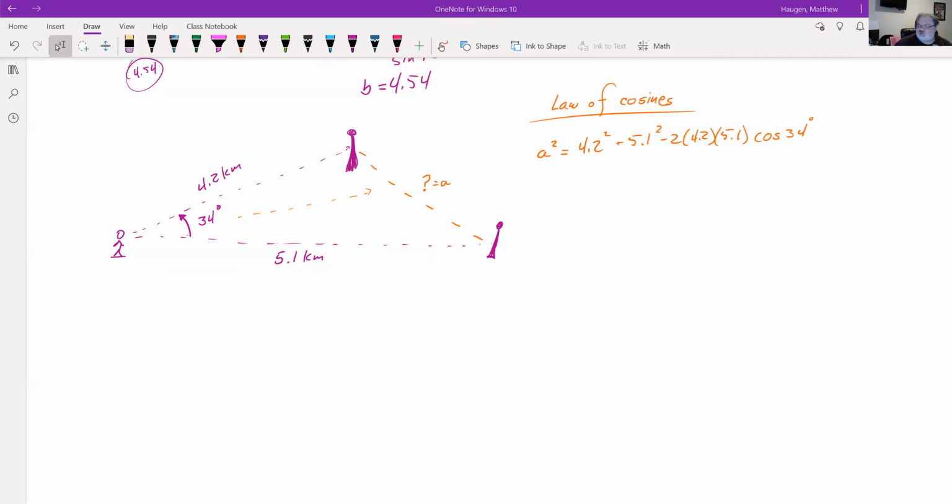That gives us, what, 8 something? Now, that 34 is a pretty small angle, so there's no way that side length is 8 something. That would make that 34 the largest angle. There's no way. Well, that's because we didn't square root, or I didn't yet. 2.85, that sounds better. 2.85 kilometers apart.